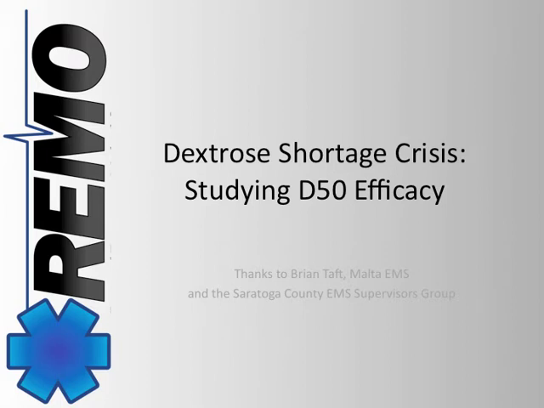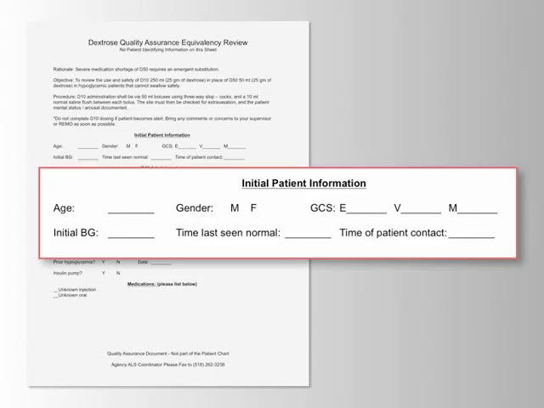There are many questions about making a change like this that we don't know the answer to. So we're asking, as you do the standard therapy, which is an amp of D50 to treat a hypoglycemic adult, you complete a brief data sheet. The data sheet itself is a quality assurance equivalency review, and it has no patient identifying information on it. It also has no provider identifying information on it. It's very important to collect these data sheets and to do them accurately so that we have a good picture of exactly how EMS is treating hypoglycemic adults and how well the D50 is working. That way we can compare it to the D10.